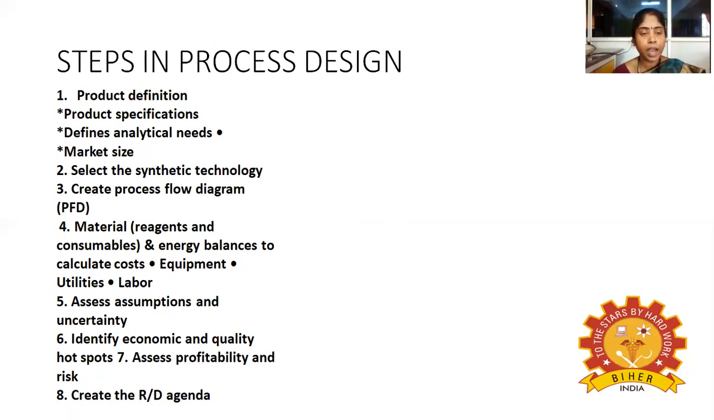So the next step is identifying the economic and the quality hotspots. When we talk about identifying the economic and quality hotspots, it means that how this process is being carried out has to be identified, and whether this process gives you any profitability by taking your large quantity of raw materials. It should not give you a small amount of desired product. So the profitability at any cost and the risk have to be also assessed. And finally, it has to be able to create your research and development agenda. That will be the steps in the case of process designing.